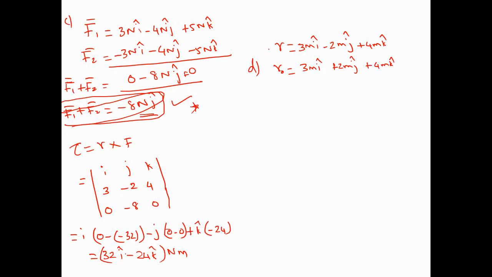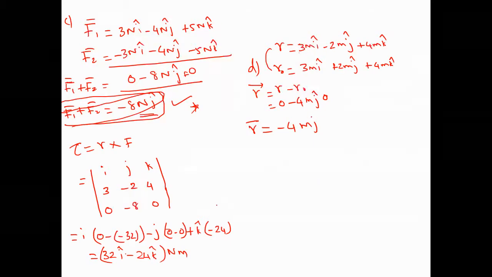Now you have two coordinates. What is the resultant, brother? The resultant vector is equal to this value minus this. Could you please subtract? So this becomes 0, 3 minus 3. Minus 2 minus 2, that means minus 4 meter j cap. 4 minus 4, again 0. So my new coordinate is only minus 4 meter j cap. Am I right?